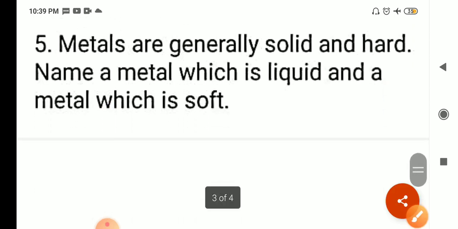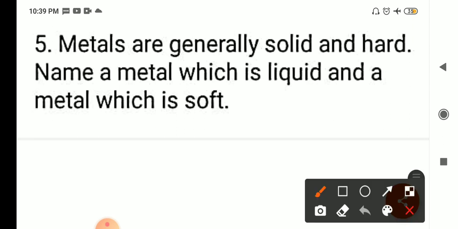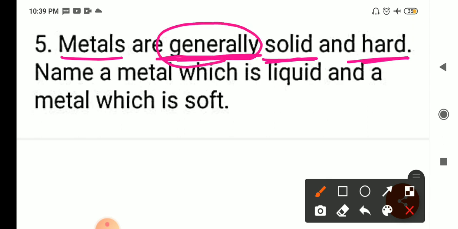Now next question. Next question is: metals are generally solid and hard. Name a metal which is liquid and a metal which is soft. Okay, now listen. Normally this is a characteristic of metals, कि metals are solid and they are hard. It is written generally. It means some exceptions are there, right? So you have to give the names of these two which are asked here. They are the exceptions.